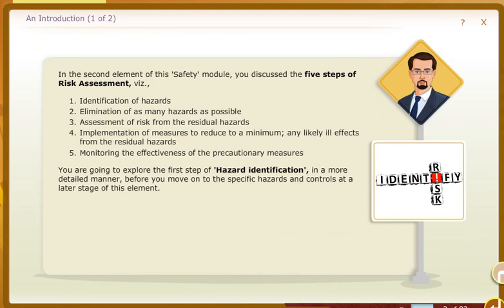In the second element of this safety module, you discussed the five steps of risk assessment, namely identification of hazards, elimination of as many hazards as possible, assessment of risk from the residual hazards, implementation of measures to reduce to a minimum any likely ill effects from the residual hazards, monitoring the effectiveness of the precautionary measures. You are going to explore the first step of hazard identification in a more detailed manner before you move on to the specific hazards and controls at a later stage of this element.